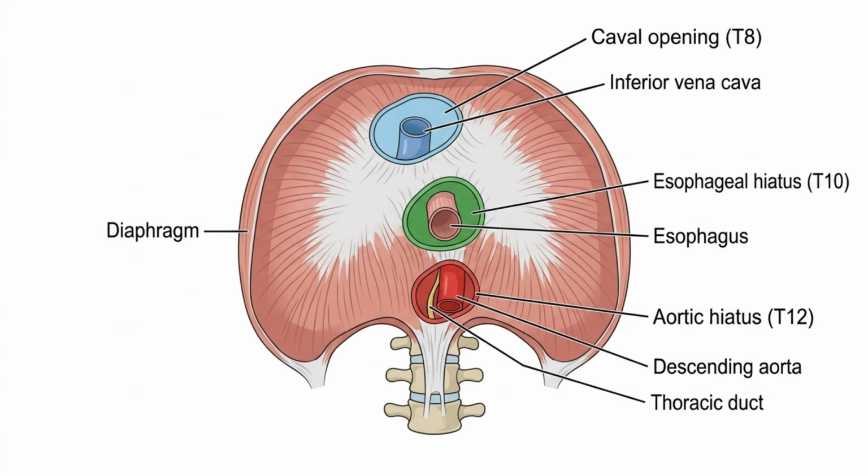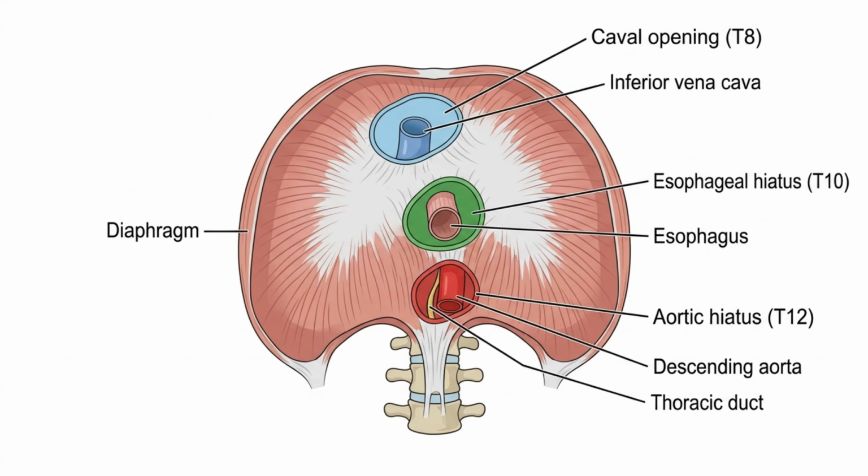The other 2 important openings are the esophageal hiatus at T10, which allows the esophagus to pass through, and the aortic hiatus at T12, through which the descending aorta and thoracic duct pass.